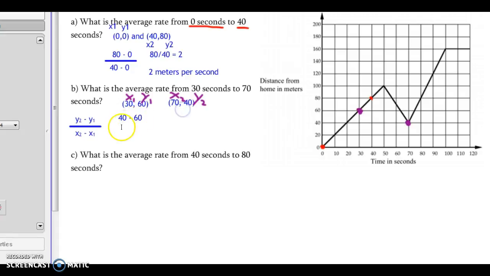60. Okay. And then the bottom number, the denominator, is going to be x2, which is 70, minus x1, which is 30. So I got 40 minus 60 on the top, 70 minus 30 on the bottom. The top number is going to turn out to be 40 minus 60, which is negative 20. And the bottom number is going to be 70 minus 30, which is 50. Okay, so now I have a fraction, negative 20 divided by 50.